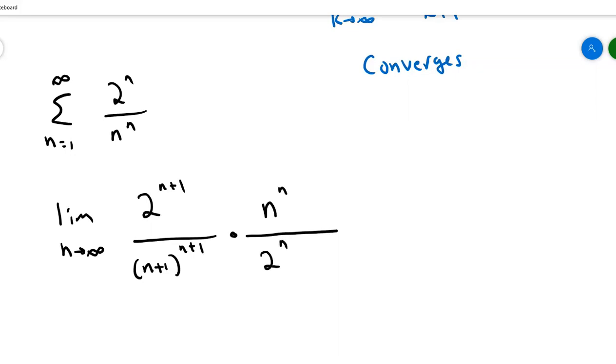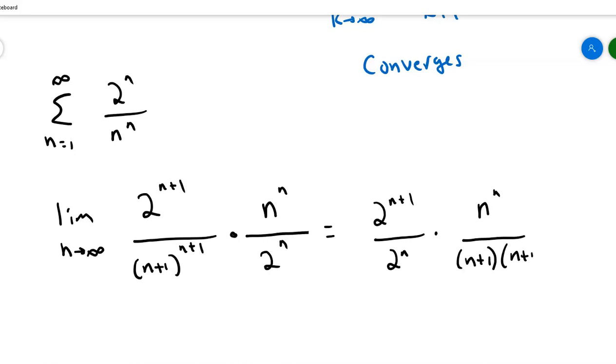Now, as you do this, do it in a way that makes sense, right? These things are being multiplied, so you can move them around as long as you keep numerators and denominators separate. So I got a 2 to the n plus 1 on the top. I got a 2 to the n on the bottom. What do I have in the other piece? The other piece has an n to the n, and that n plus 1 to the n plus 1, what if I rewrote that as n plus 1 to the first times n plus 1 to the n, right?